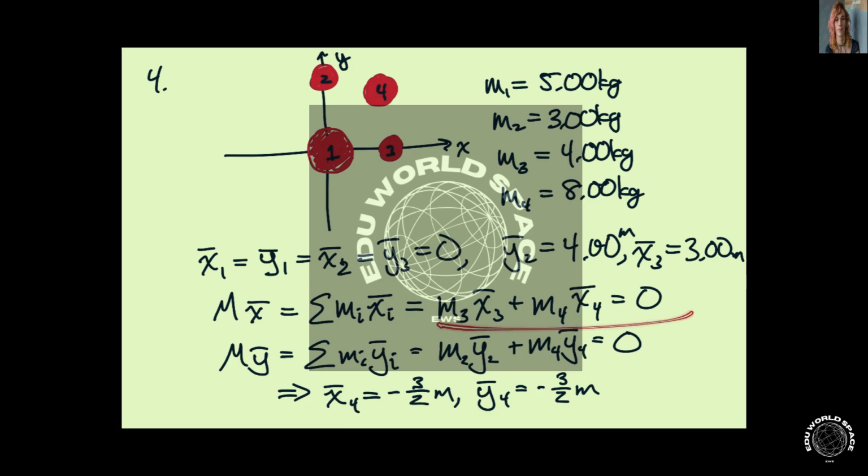So we just have two equations here and two unknowns, because we know x3 bar and we know y2 bar, and so we can find x4 bar is minus 3 halves, minus 1.5 meters, and y4 bar is minus 1.5 meters. So in fact, it's on the diagonal line here somewhere down in this area where we should put that other mass.